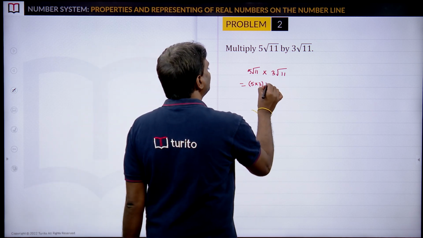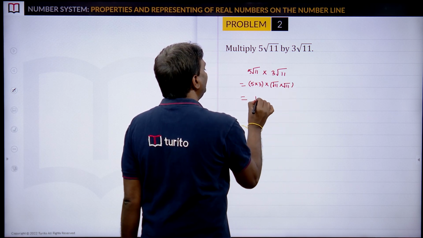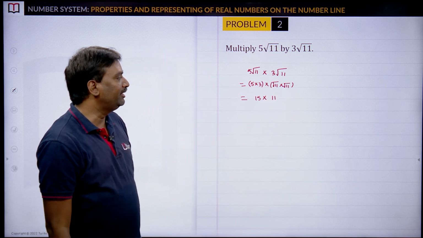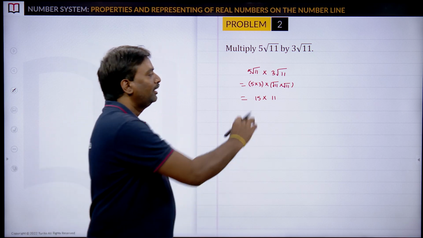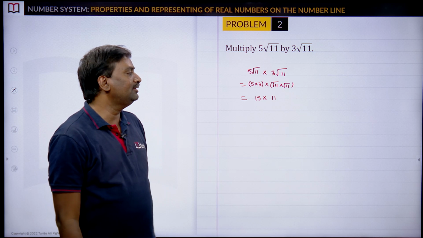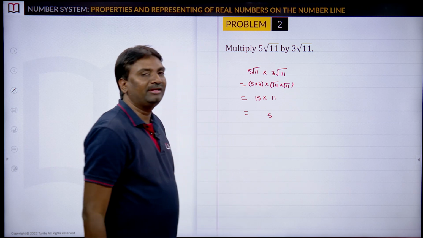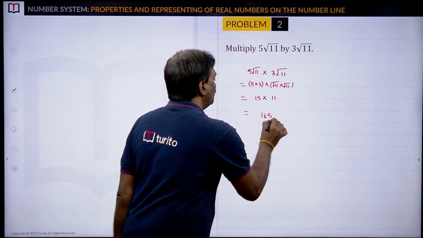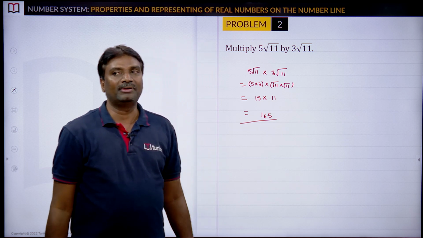So, 5 into 3 is 15, and root 11 into root 11 is 11. Root 11 means 11 power 1 by 2, so 11 power 1 by 2 into 11 power 1 by 2, by simplifying, you will get 11. By multiplying 15 and 11, you will get 165. So, this is the product of the given two real numbers 5 root 11 and 3 root 11.